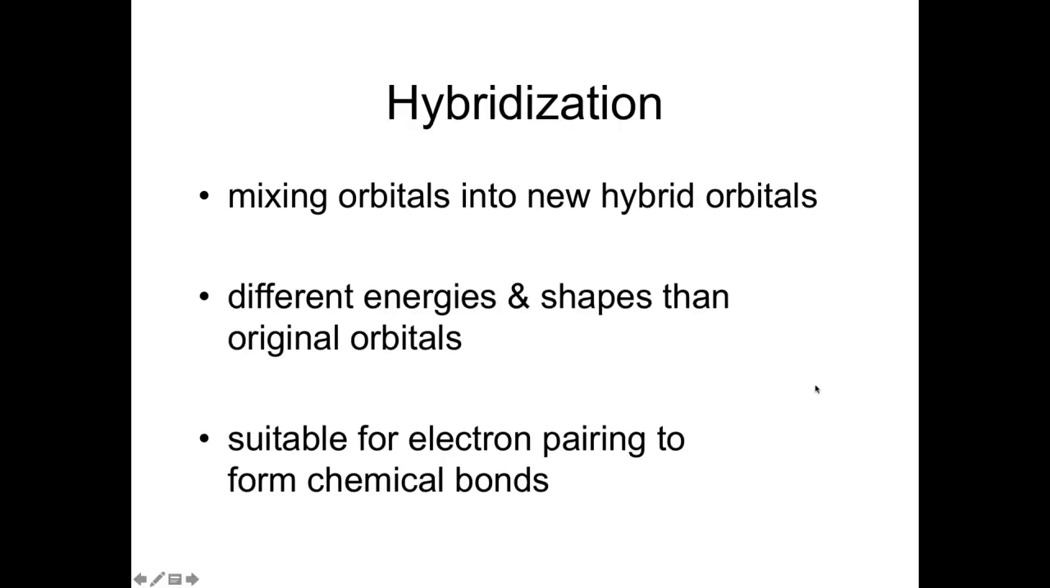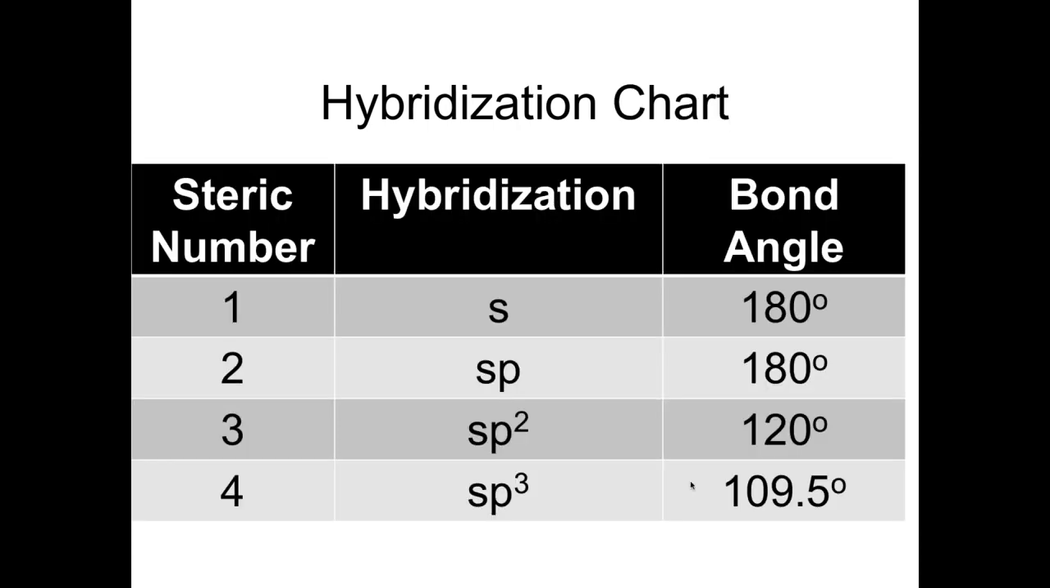Hybridization is mixing orbitals into new hybrid orbitals. All you need to know is that they have different energies and shapes than the original orbitals, and they're suitable for electron pairing to form chemical bonds. Every other year, this hybridization chart comes up, so it's going to be really crucial for you to know what the hybridization is.